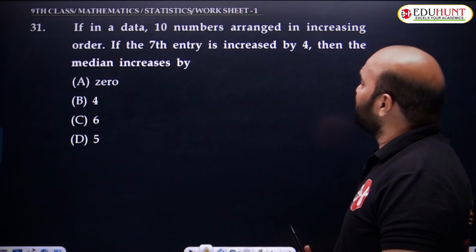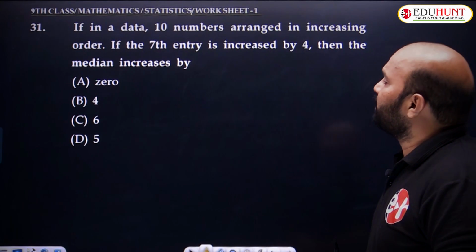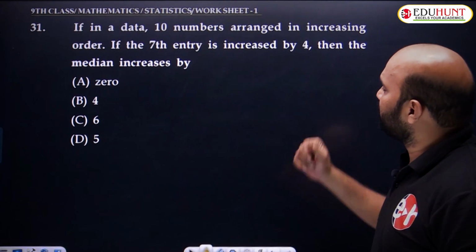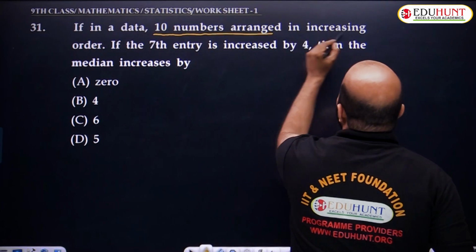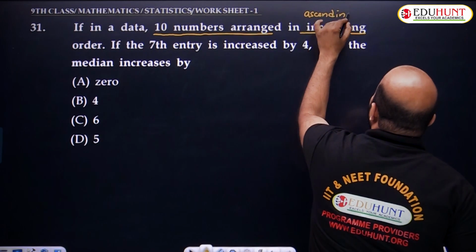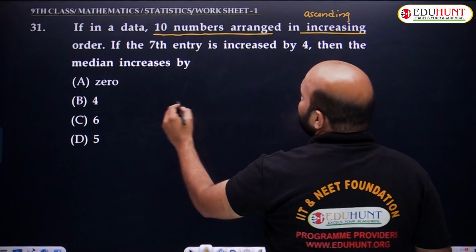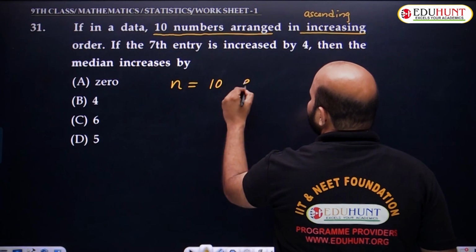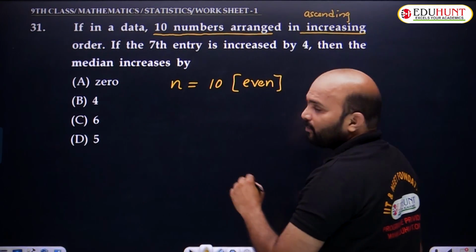If in a data, 10 numbers are arranged in increasing order, and the 7th entry is increased by 4, then the median increases by: option A 0, option B 4, option C 6, option D 5. Clearly we need to notice that the 10 numbers are already arranged in increasing, that is ascending, order. How are we going to calculate the median? First, n equals the number of positions, which is 10. So this is an even number of positions.